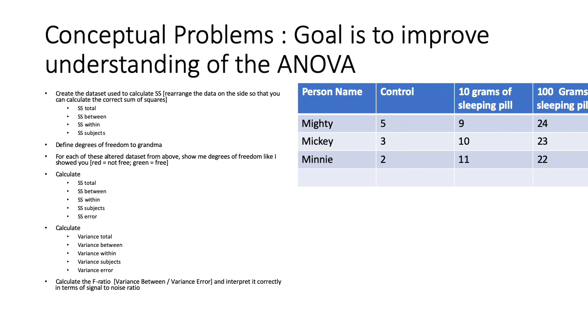Variance is just degrees of freedom. Sums of squares over degrees of freedom. Calculate your F ratio, which is our best estimate of signal plus error divided by our best estimate of error, and interpret it correctly in terms of signal to noise ratio. And you'll notice this is a within groups design, so we actually have a really good estimate of error, and hint, it's not the within component.